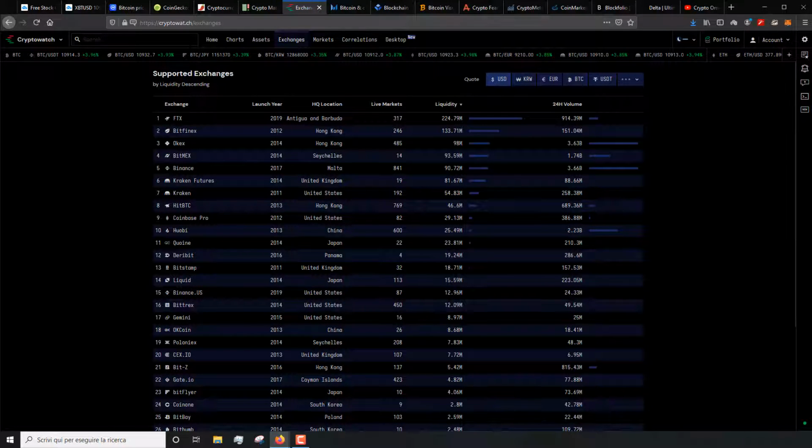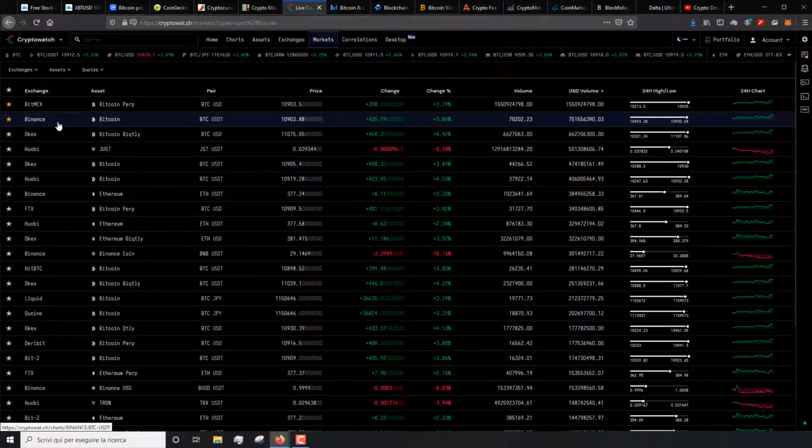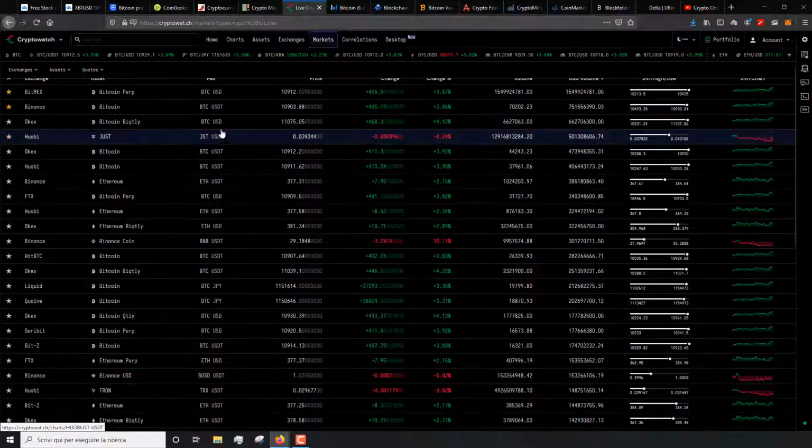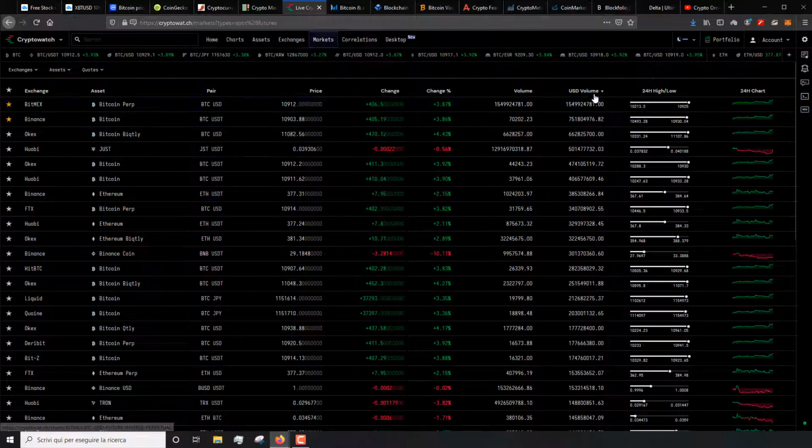Here you have a list of supported exchanges, listed in descending order on a liquidity basis. And of course you can also choose your currency. So you have the headquarter location, the markets, the liquidity, the volume, and the year they launched. So that's also a pretty good website. You can also see markets. Again, you have a list of exchanges and different pairs and the volume they are doing on that exchange.